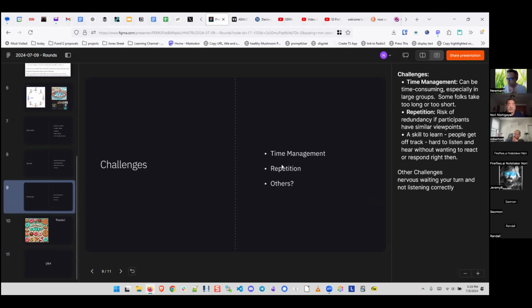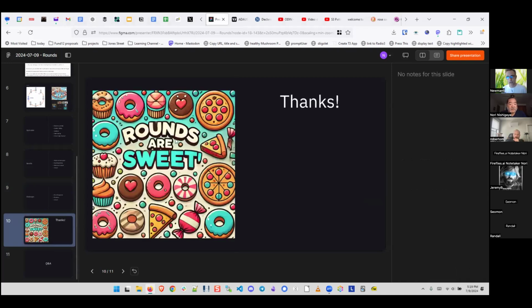And challenges: time management. It can be time consuming, especially in large groups. Some people will take a long time to check in. Some people take a short time to check in. There's the risk of repetitively saying the same things, and it's a skill to learn, so you may have people that are unskilled with it, etc. And that is it. Rounds are sweet.